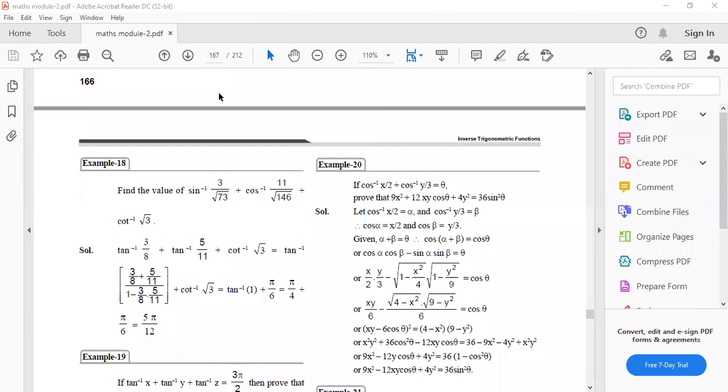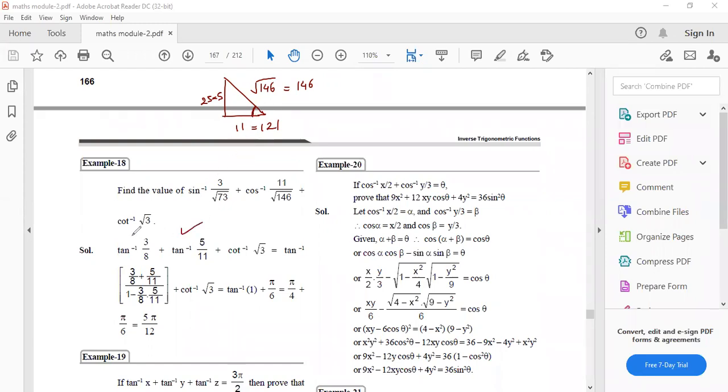I guess now you would be able to do this. I'll show you one for cos inverse 11 by root 146. I will always refer to the base angle. 11 upon under root 146 will be 11, and this will be under root 146. The square of this will be 146. This will be 121, so simply this is 25, which is nothing but 5. 25 plus 121 would be 146. So cos inverse of 11 by root 146 is tan inverse of 5 by 11.